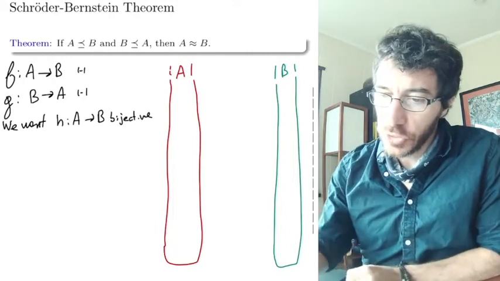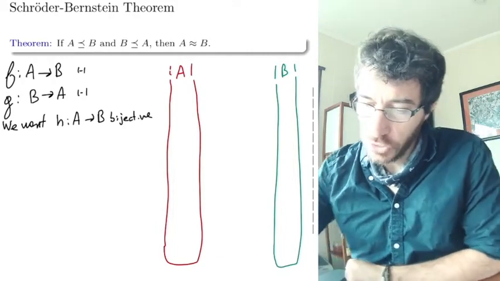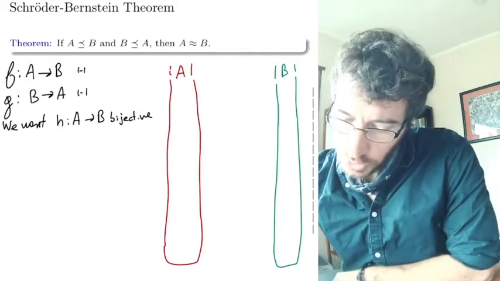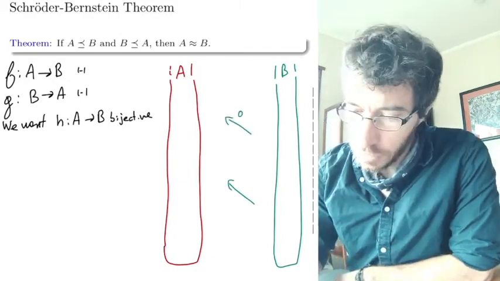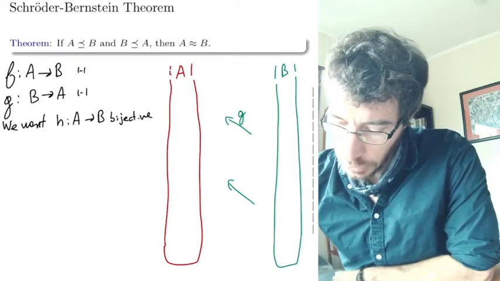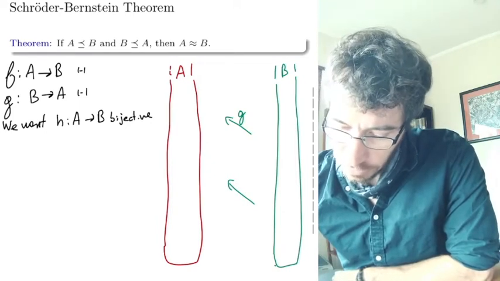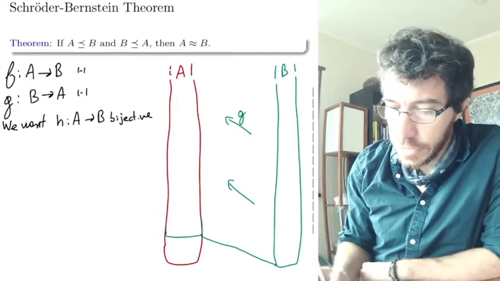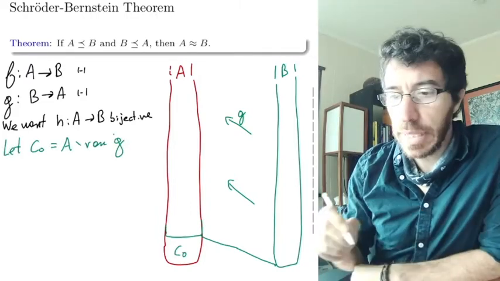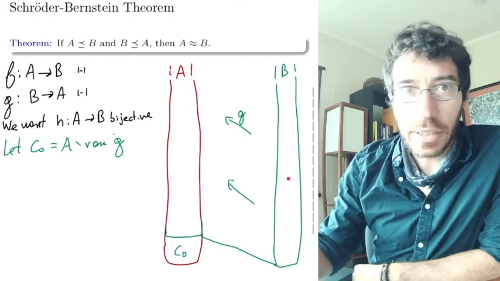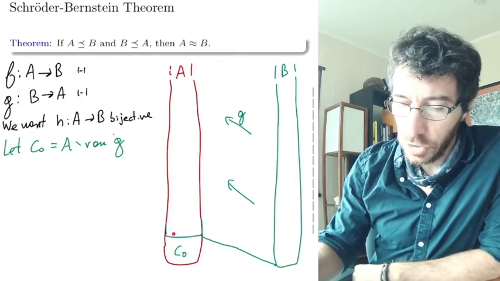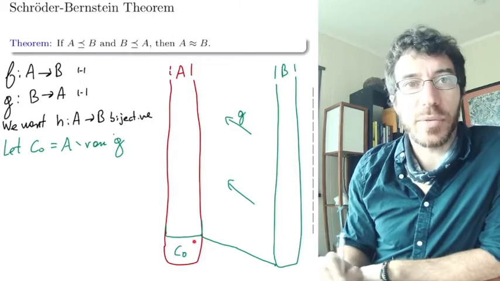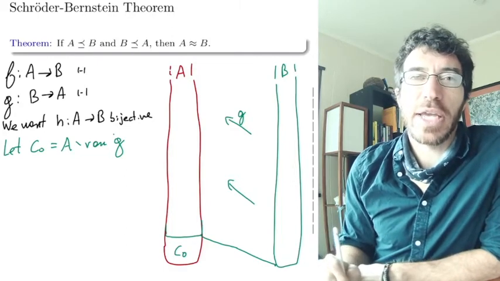So let's draw G up here. Let's suppose we arrange the elements in our picture so that G looks like this. So this is G, and let's suppose it maps everybody to inside this set, and it's going to leave this set out. So the function maps all of B into this part of A, but leaves this part out. So that's why we're missing to get a bijection.